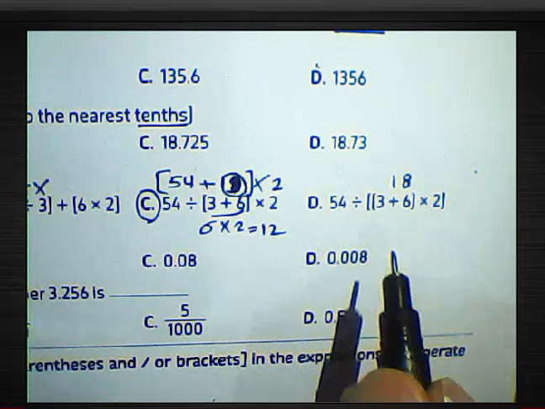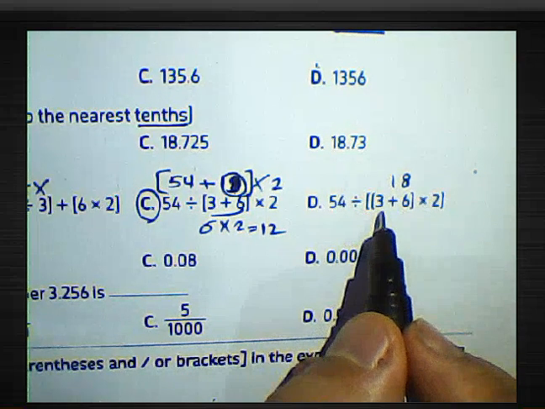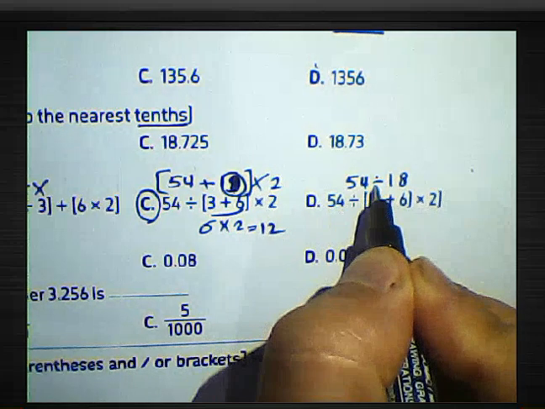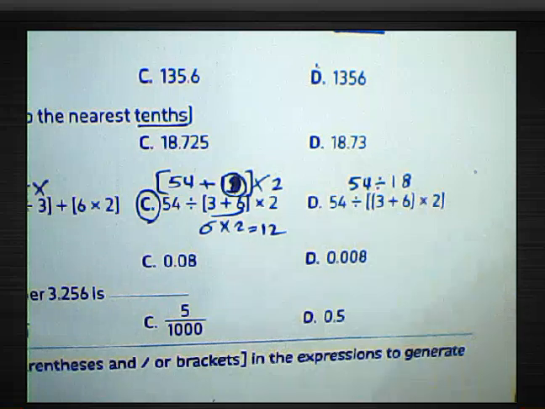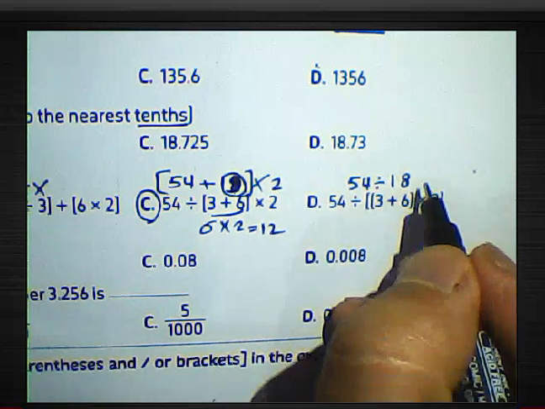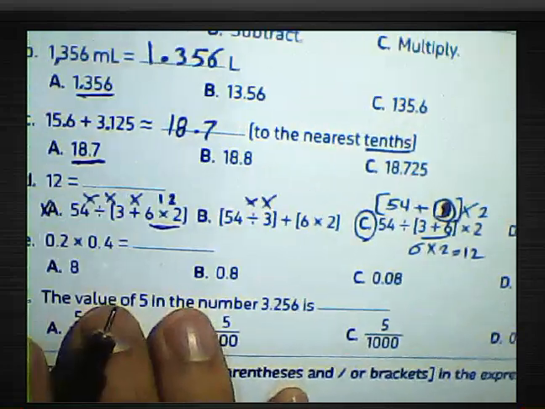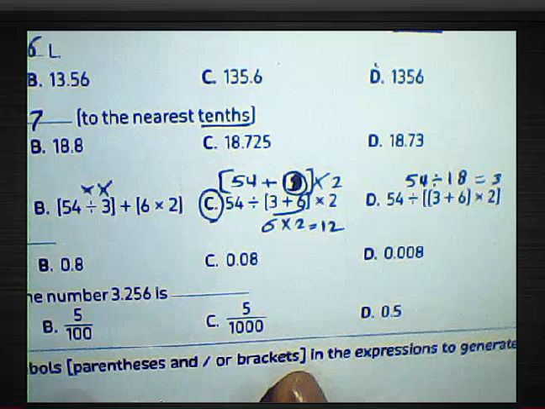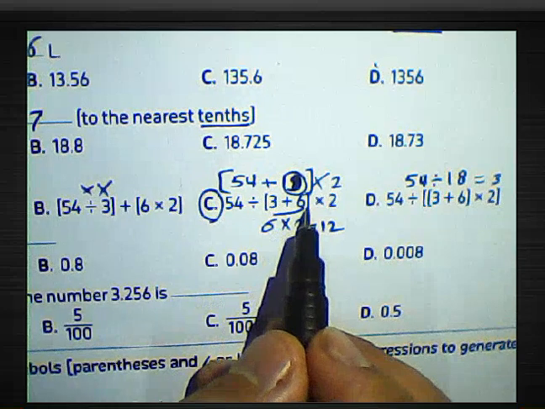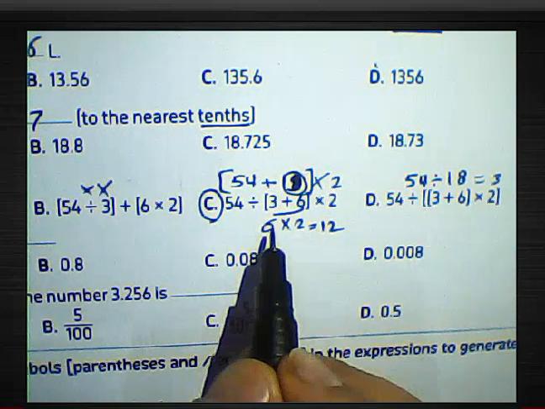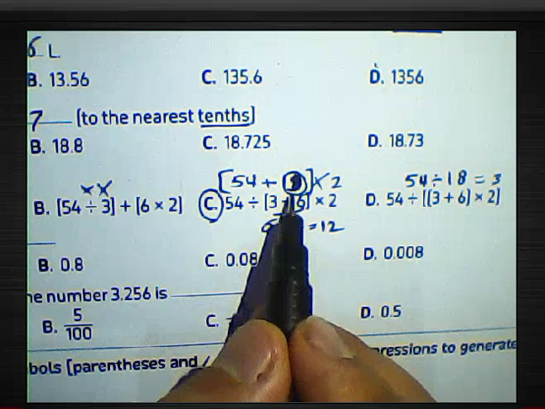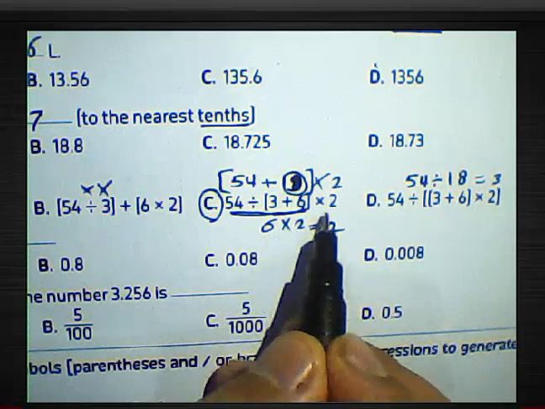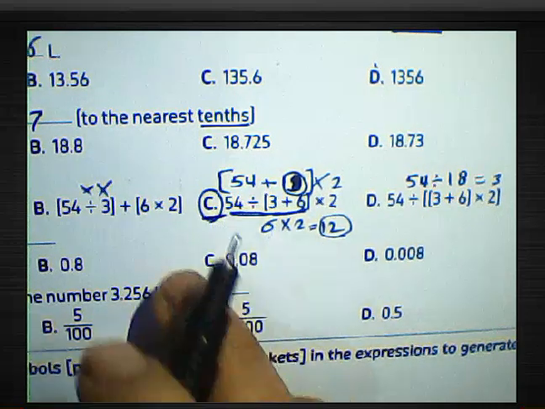So we must choose letter C about this example. And what about letter D? 6 plus 3 equals 9. 9 times 2 equals 18. And then the result will be 54 divided by 18 equals 3. The result is 3. But he asked about the result being 12. So we must choose what? Letter C. Again, 54 divided by 3 plus 6 in the brackets will be 9. 54 divided by 9 equals 6. The result here is 6. 6 times 2 equals 12. So the result will be letter C.